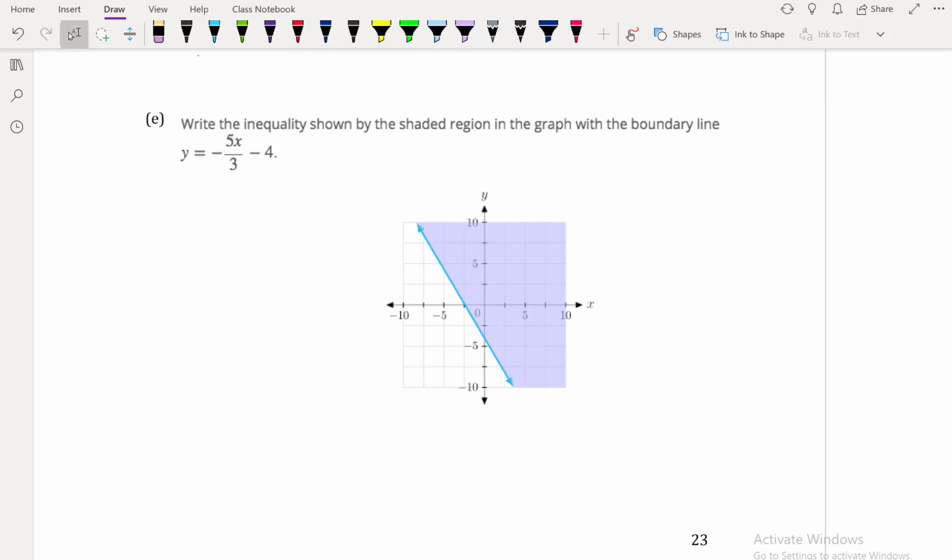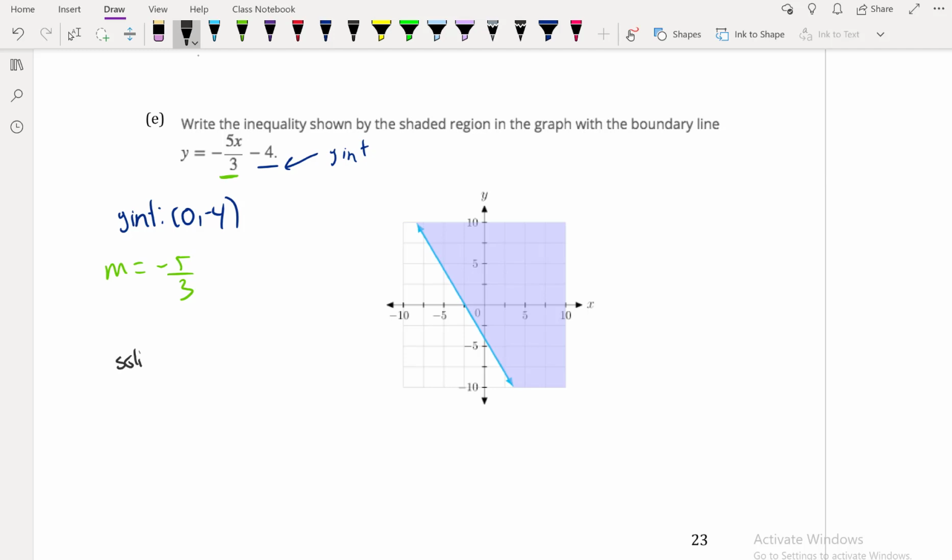Now, a little bit different, changing gears. It says, write the inequality shown by the shaded region in the graph for the boundary line. So I definitely have my y-intercept at negative 4, and I definitely have my slope here. So I'll go ahead and rewrite this. So y-intercept is 0, negative 4. That's given to me. That's my y-intercept. I have my slope, which is a negative 5 over 3.